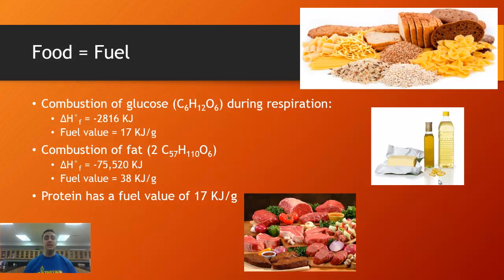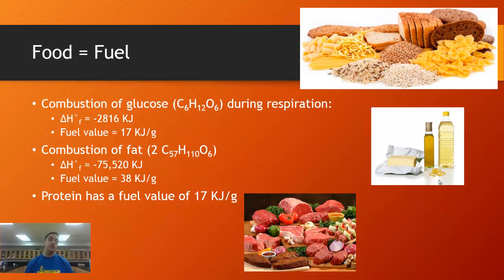Now fat is a much more energy-rich chemical, and it per mole releases on the order of 75,000 kilojoules of energy, so a considerably larger quantity. So when we look for a fuel value of that, it's 38 kilojoules per gram. So a lot more energy is stored within fat, which is why when your body has excess food or excess energy, its main storage area is going to be those fats, because you can put a lot of it per gram compared to carbohydrates.